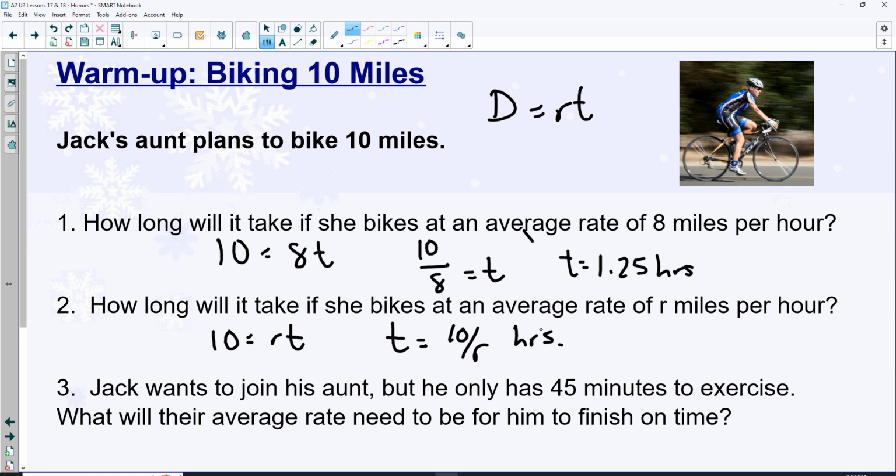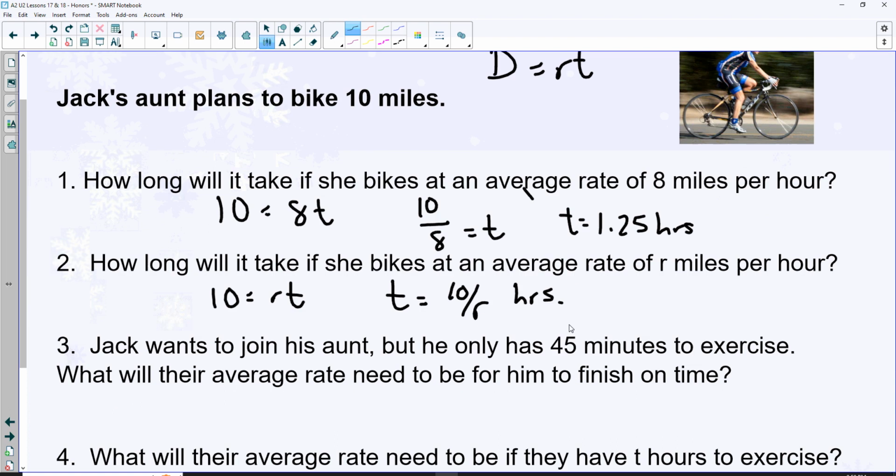Jackson wants to join us on the ride. Okay, so Jackson is joining. Perfect. But he only has 45 minutes to exercise. What will their average rate need to be for him to finish on time? Okay, 45 minutes, right?